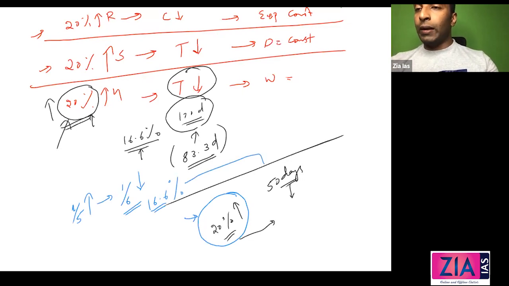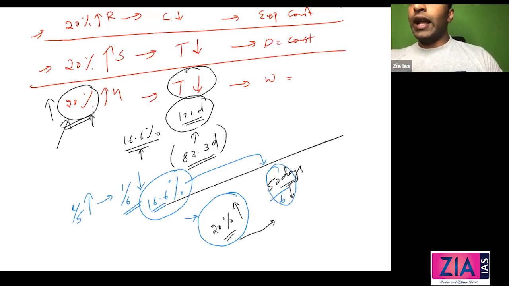16.6% of 50. Or you don't have to take it as a percentage. You can simply take 1 by 6 of 50. What is 1 by 6 of 50? That is what you can directly take. What is 1 by 3 of 50? Or what is 1 by 6 of 100? You know 1 by 6 of 100 is 16.6. What is 1 by 6 of 50? 8.3.